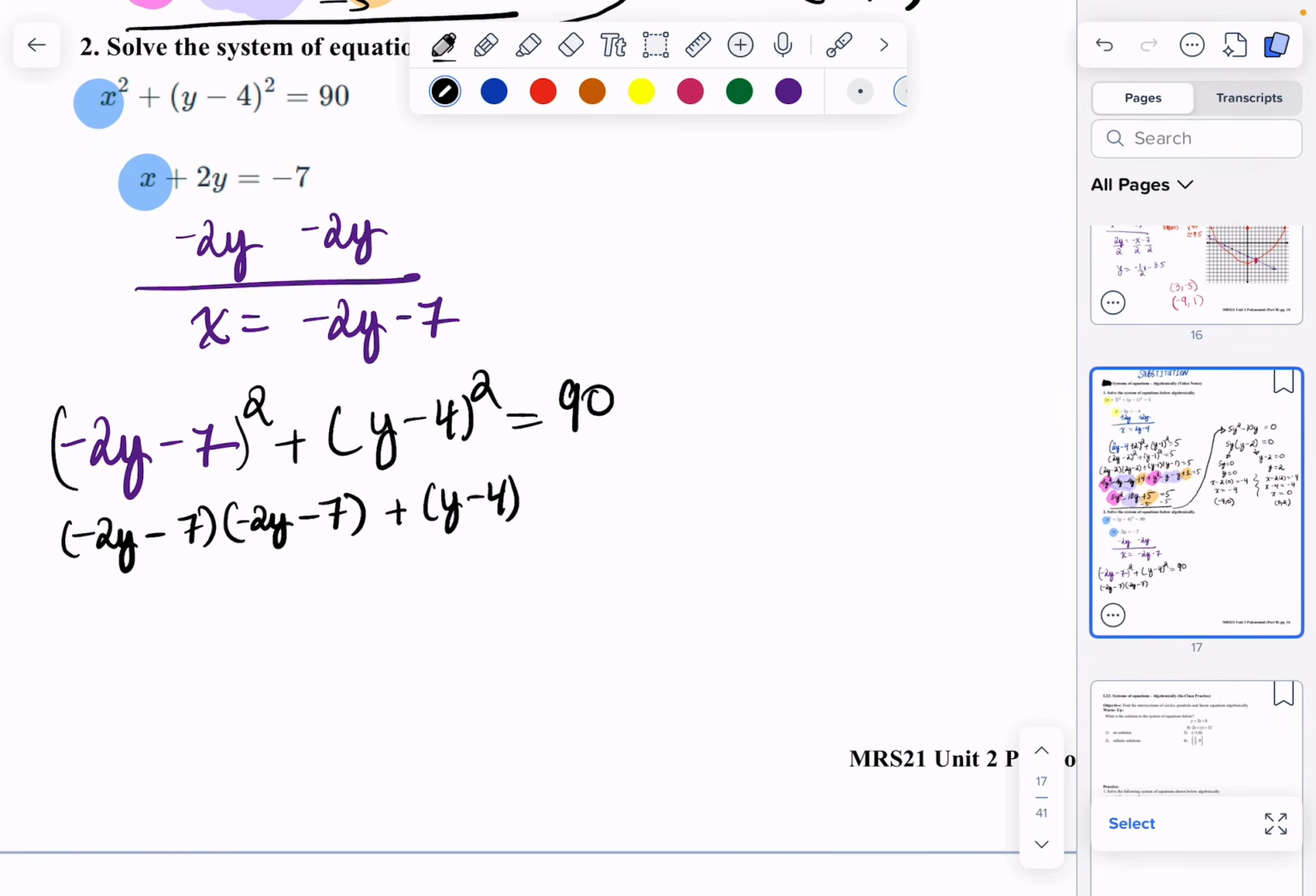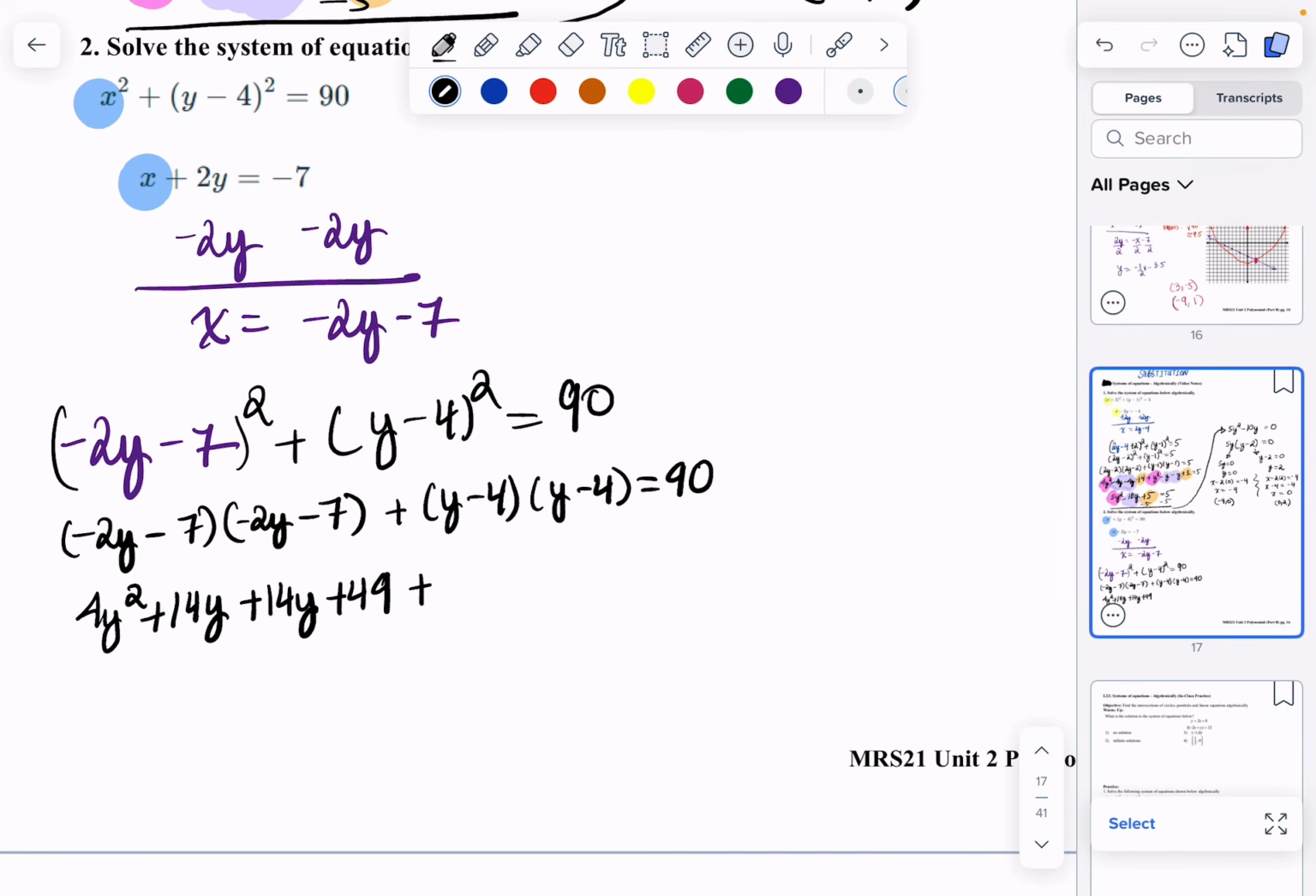Okay, so I'm just FOILing here. Well, I'm rewriting it out first and then FOIL. So let's see, negative 2 times negative 2 is positive 4y squared. We have a positive 14y, and then, no, it's not positive 14y. What am I talking about? Negative 2 times negative 7. Oh, I was correct. Have to believe in myself. Positive 14y, and negative 7 times negative 7 is positive 49.